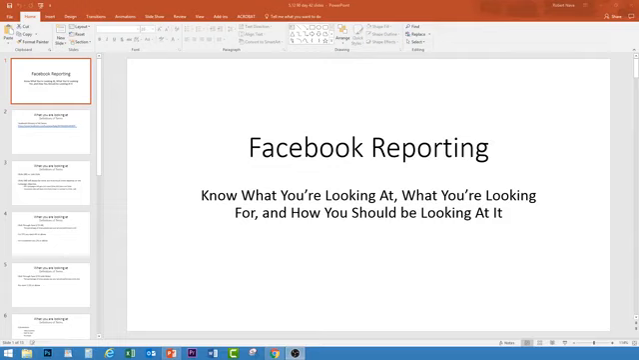It says know what you're looking at, what you're looking for, and what you should be looking at, right? So that's what we're going to talk about today. We're going to keep it simple. We're not going to talk about like what's CPM. We are going to talk about some definitions, some terms, but we're not going to get into all the crazy numbers, the crazy analytics and terminology or anything like that.